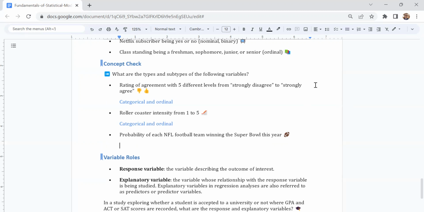Okay, so the probability of each NFL team winning the Super Bowl this year. Okay. So this is quantitative because we could have a probability of, say, 10% that the Lions win the Super Bowl this year. And maybe there's a 5% chance that the Green Bay Packers win the Super Bowl this year. We can indeed say that the Lions then have like a twice as high chance of winning the Super Bowl this year. We can compare them multiplicatively like that in a sensible way. Okay. So this is quantitative, and then probabilities can be measured more precisely always. So this is continuous.